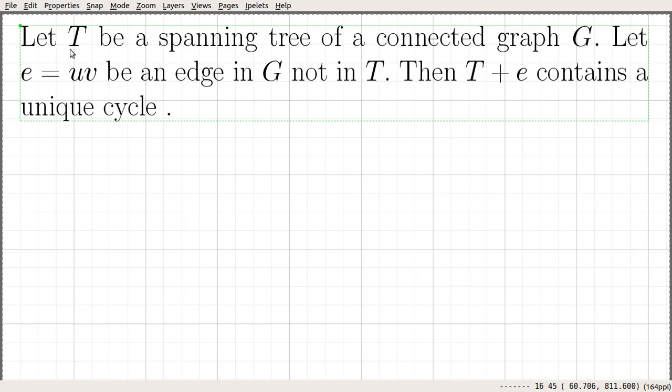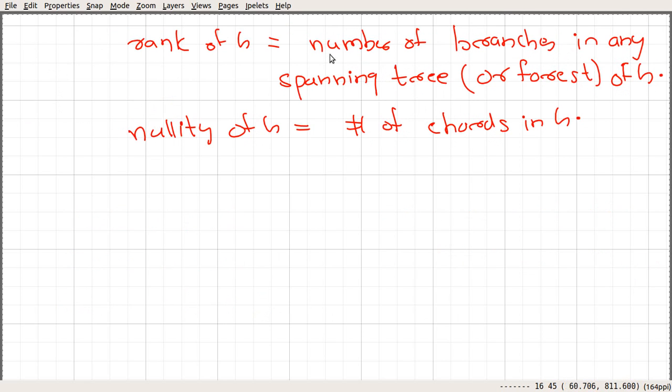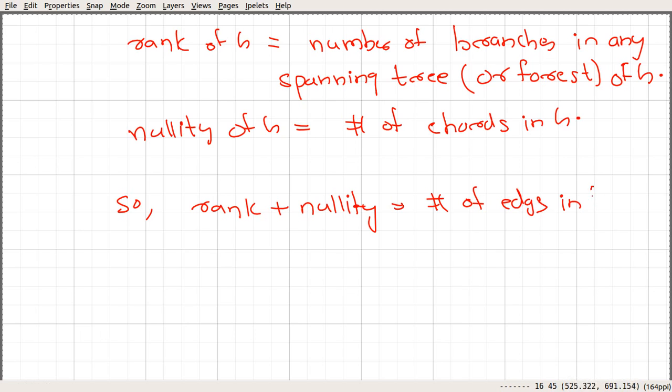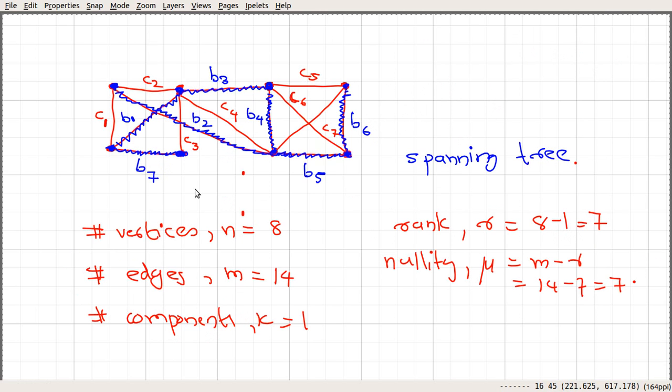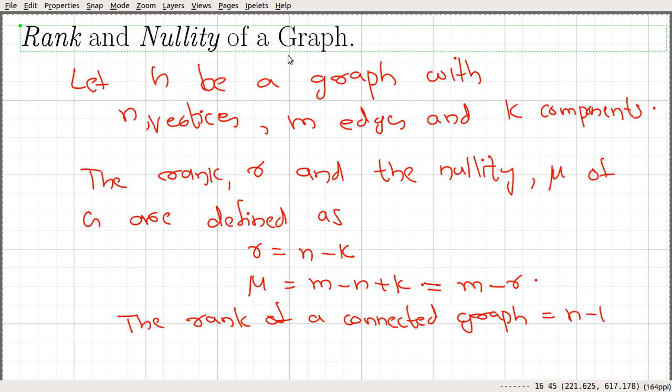Okay, and again we can very easily see that if you add this rank and nullity, you get the number of edges in G. So 13 plus 4 is 17, and 17 is nothing but the number of edges in that graph. Okay, so this is how we define the rank and nullity of a graph.